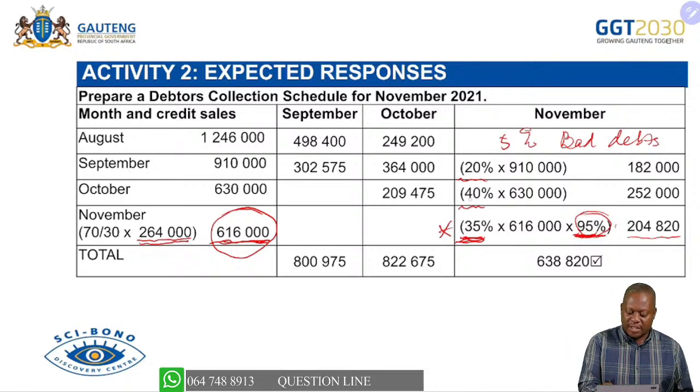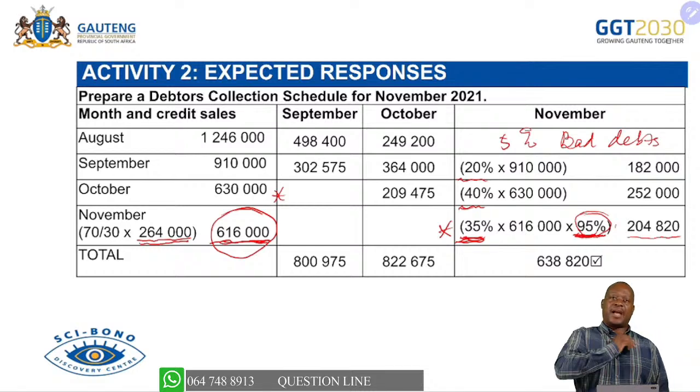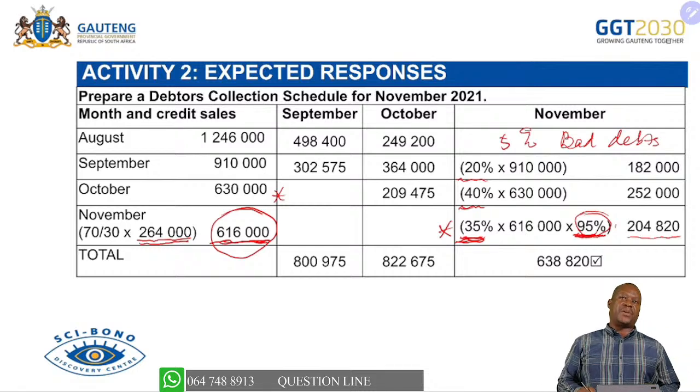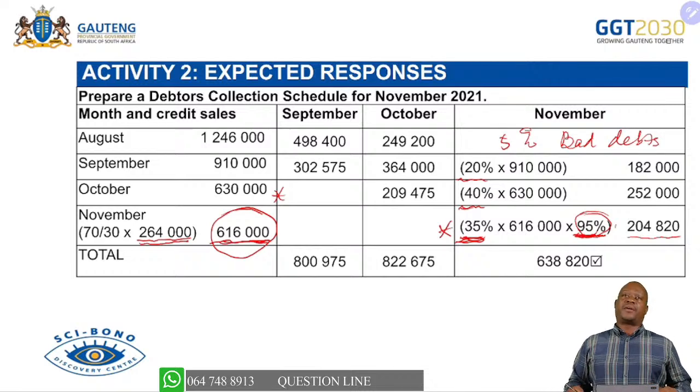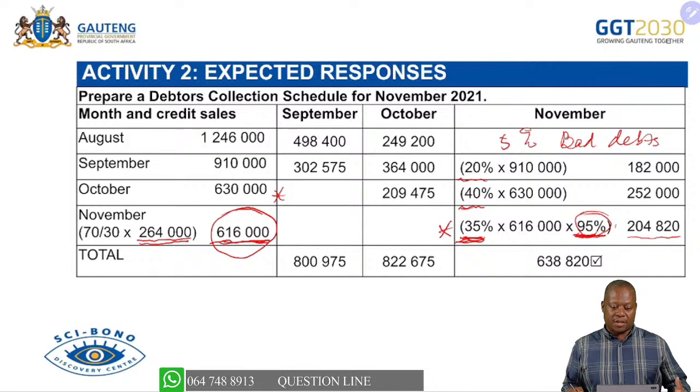So we are going to take our 40% and multiply by the credit sales figure of 630,000. So it's 40% times 630,000. It gives us 252,000. Straightforward. No discount on that one. So we are just going to take it as it is.